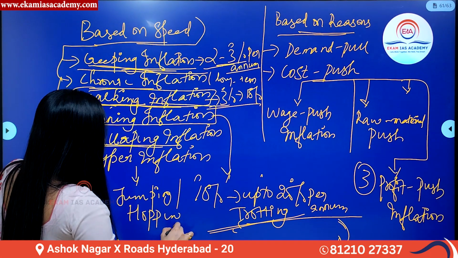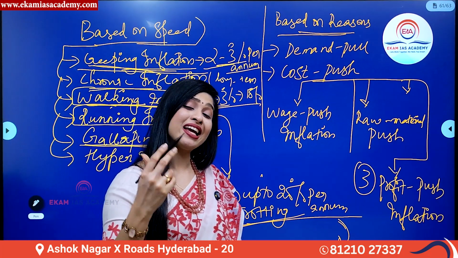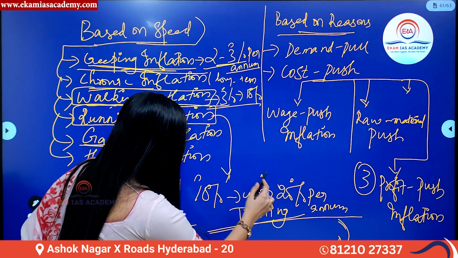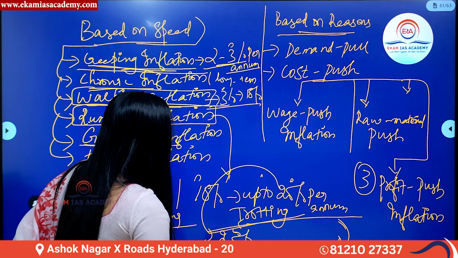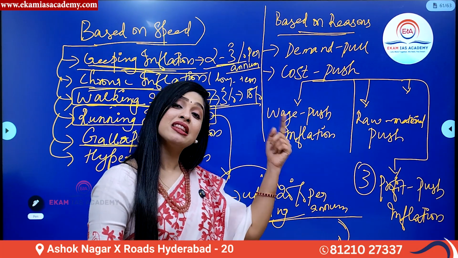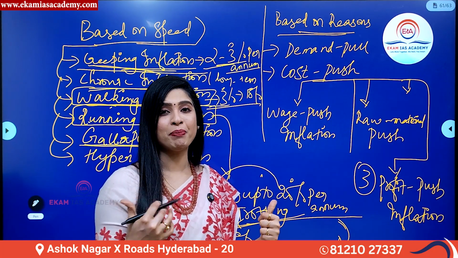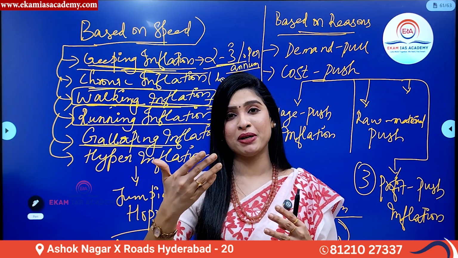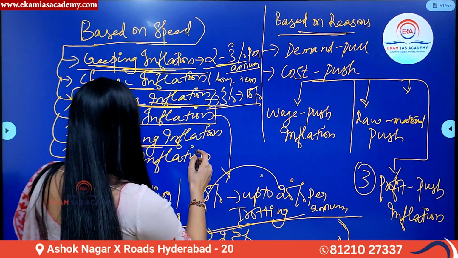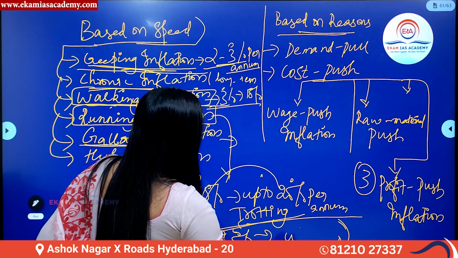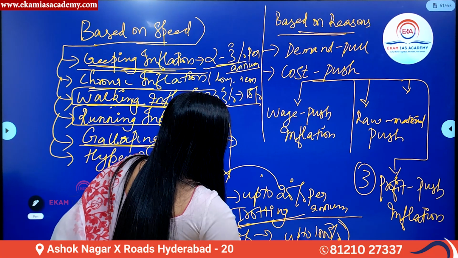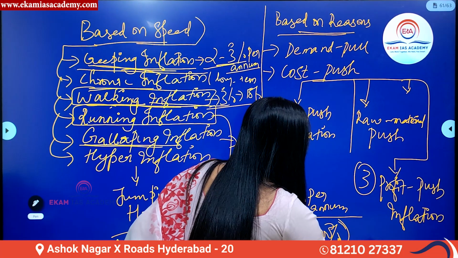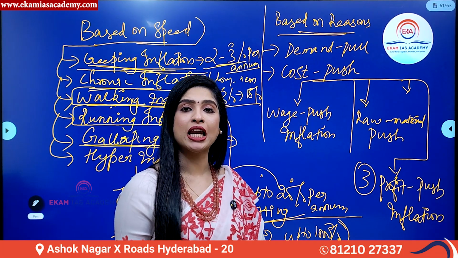So this particular inflation means when the rate of rise in prices is more than 20%. Because running inflation is 10 to 20% per annum. The next is galloping inflation, or jumping or hopping inflation. When the rate of rise in inflation is more than 20%, it can come up to 1000%, which means up to 999% per annum. That is called hopping or jumping or galloping inflation.